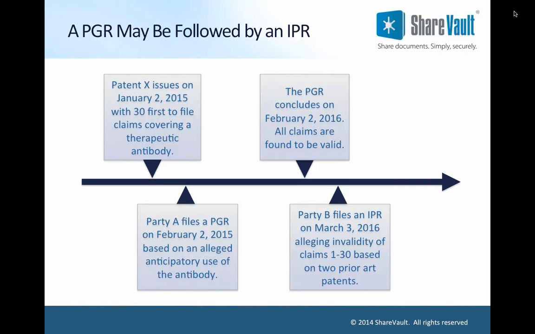The PGR will finish a year later, and if the claims are found to be valid, another party can initiate an IPR at that point, alleging invalidity based on 2 prior art patents, and it could be obviousness or anticipation. So in this case, what you see is that the IPR was filed after the 9 months, but it had to be delayed until the PGR was finished.